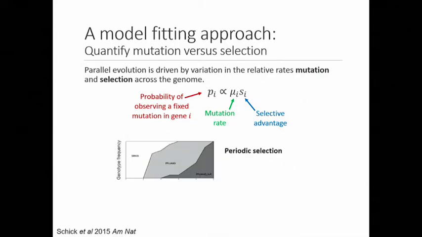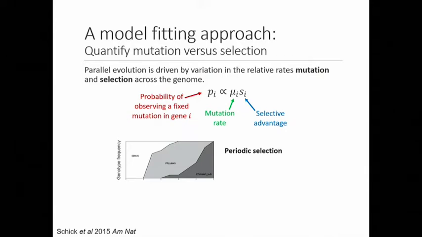Okay, so this is a simple way to think about things. This equation makes the assumption that we're thinking about what's called periodic selection, meaning that a mutation arises, and then it may go to fixation, it may sweep the population, or it may be lost. And you just see this sequential arising of mutations over time.